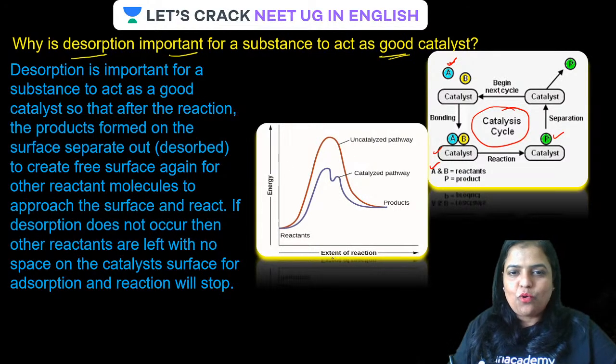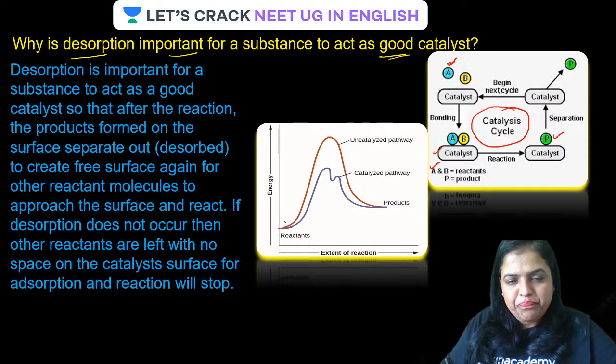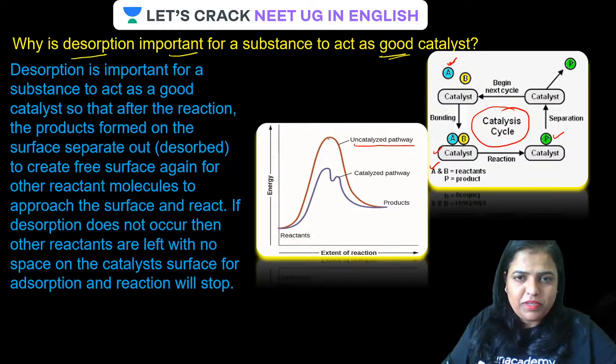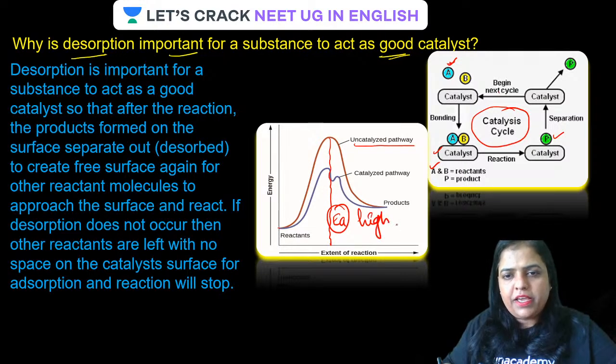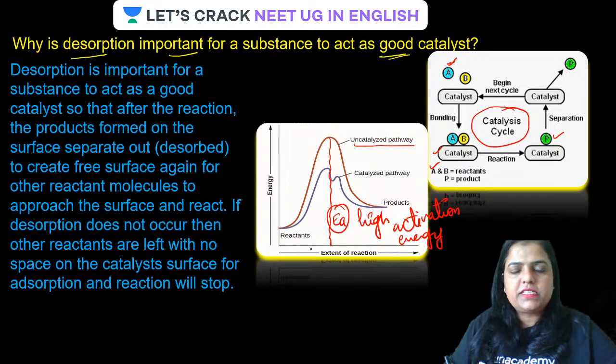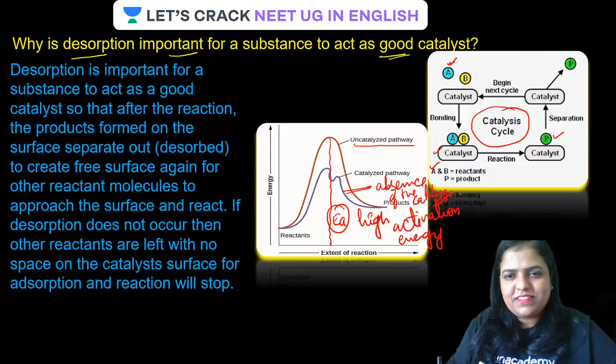What is the role of a catalyst, guys? The red one is the uncatalyzed path. It is very easy to see from here that when no catalyst is used, there is a very high activation energy. In the absence of the catalyst, the activation energy is very very high, whereas this blue one is the catalyzed pathway.